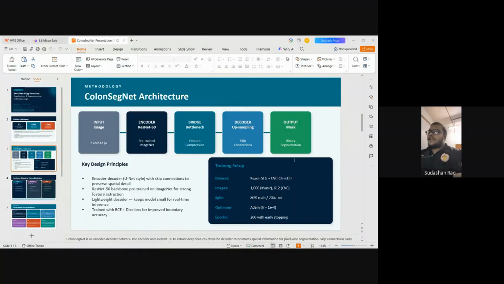The model is trained using a combination of binary cross entropy and dice loss. Dice loss is important here because polyp pixels are much fewer than background pixels, so it helps the model focus on the polyp region specifically. Training used the Adam optimizer with a learning rate of 0.0001 for up to 200 epochs.